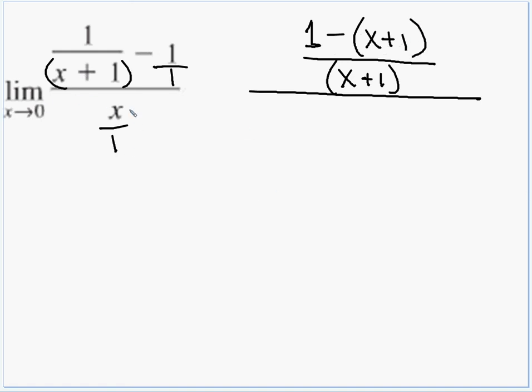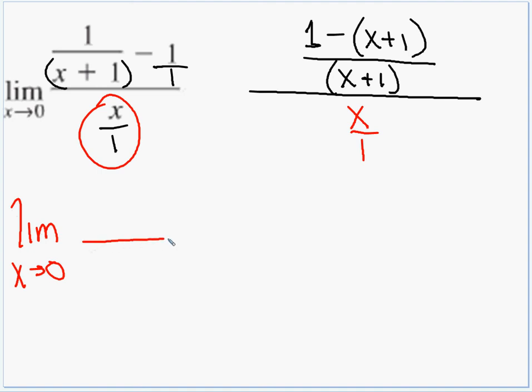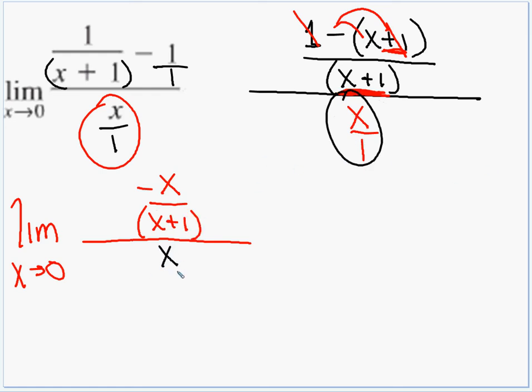Let me switch over to red ink for this down here. We'll keep that as x over 1. So let's see. Up here we distribute the negative. That is now a negative x and a minus 1. So that minus 1 will knock off this plus 1. And up here is just a negative x over this quantity x plus 1. Down here underneath we have this x over 1. And now is the perfect time. How do we divide two fractions? Invert and multiply. So we're going to bring this up and flip it, and it's now going to be a multiply problem, 1 over x.